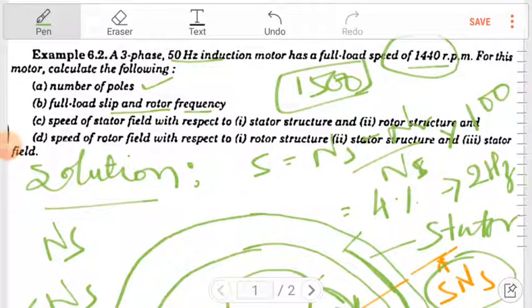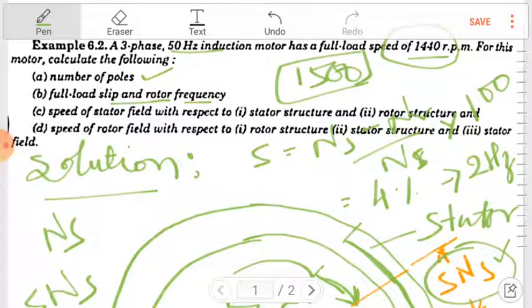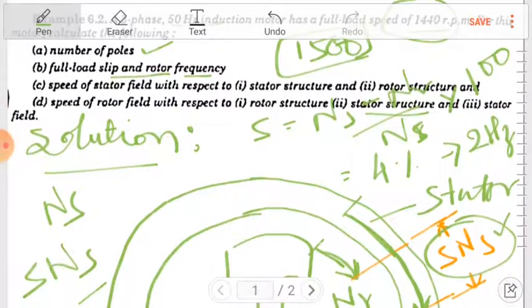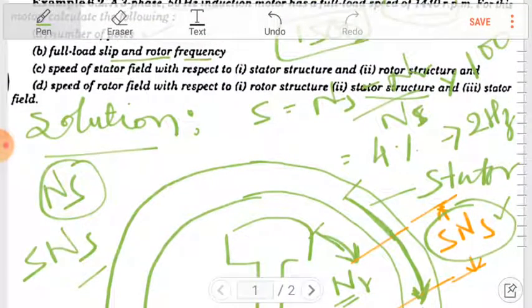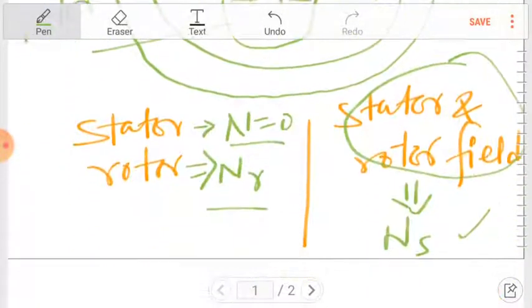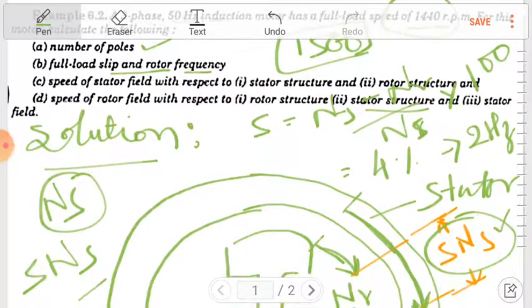From option D, the speed of the rotor field with respect to the rotor structure: the rotor field is running with ns and the rotor structure is nr, so again the answer is s into ns. Second part, the rotor field with respect to the stator structure: the stator structure is fixed, so the speed is ns. And the rotor field with respect to the stator field: as both the rotor field and stator field are running with ns, the relative speed is 0. So for option D, the third one is 0.